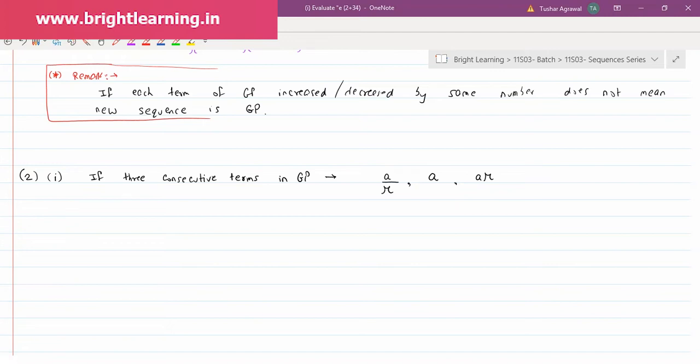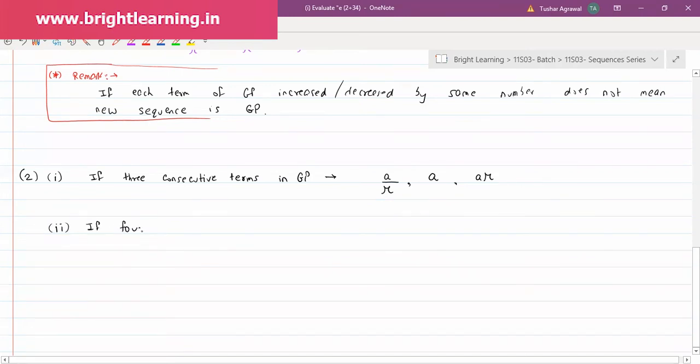A into R, A upon R. If 4 consecutive terms in GP, if in a question you are asked to represent, you are required to take 4 terms of a GP. So now how to take some 1, 2, 3, and here it will be 4.